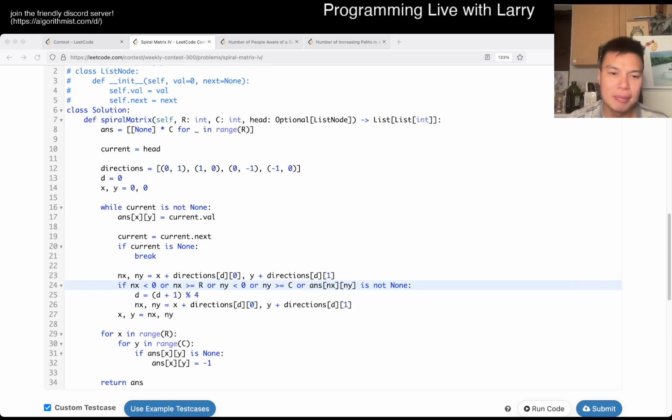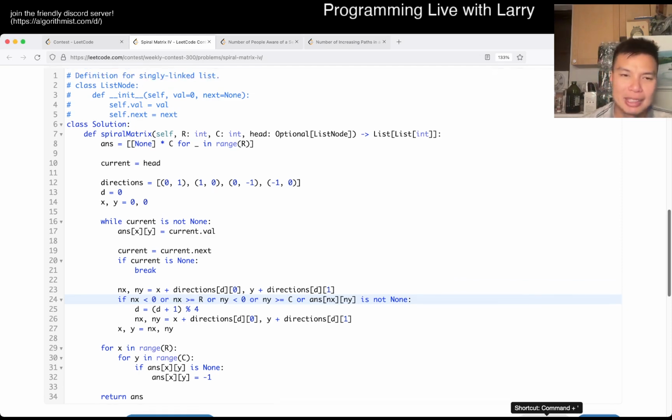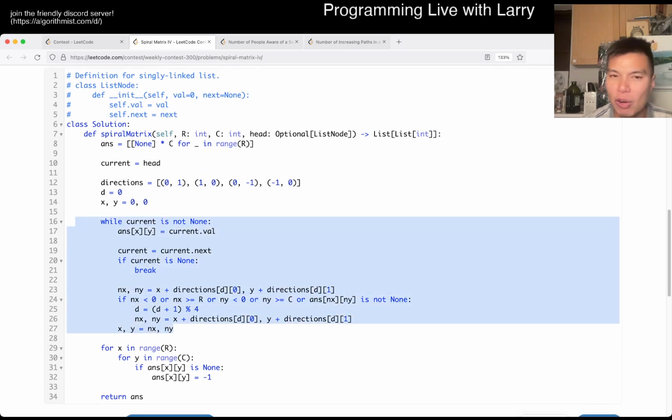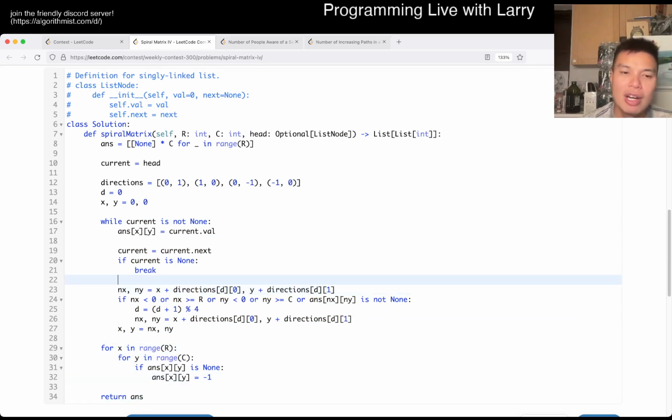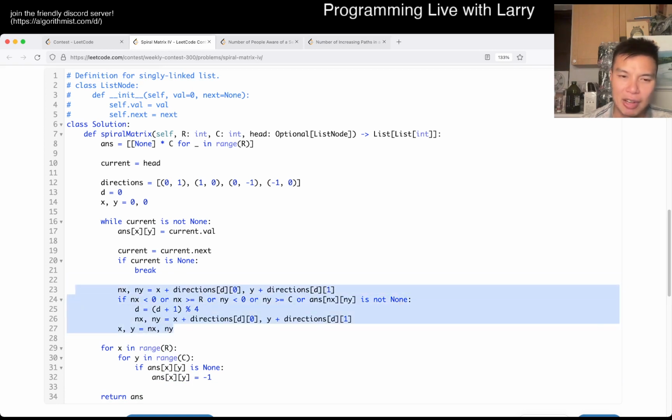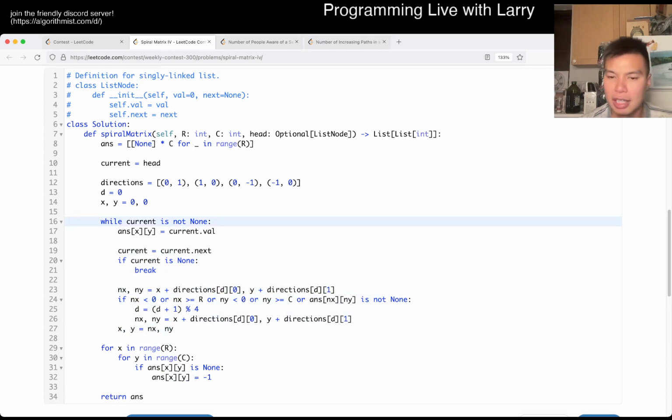So what's the complexity of this? Well, we visit each cell once, right? So that means that this loop will execute at most R times C times, with n being the number of inputs. So this is going to be linear time, linear space, just because that's also the size of the output as well. And we look at each cell at most once. So, cool. That's pretty much all I have for this one.